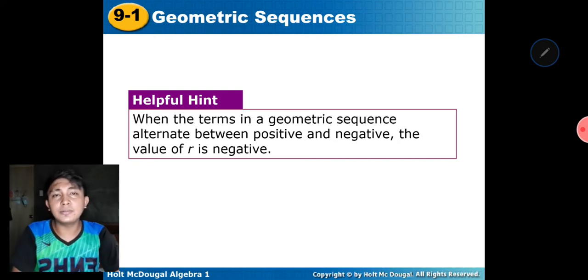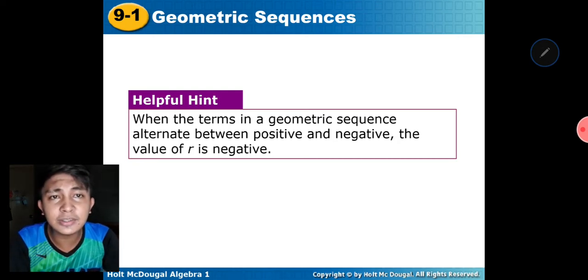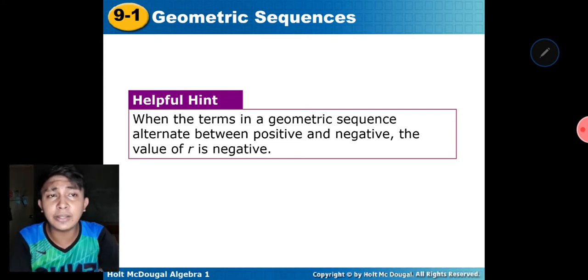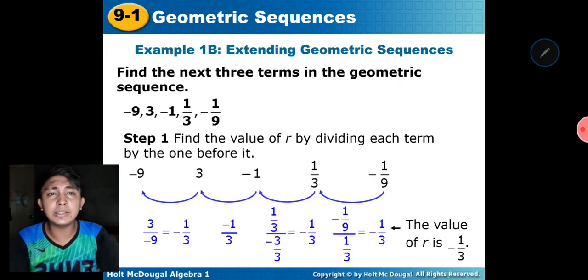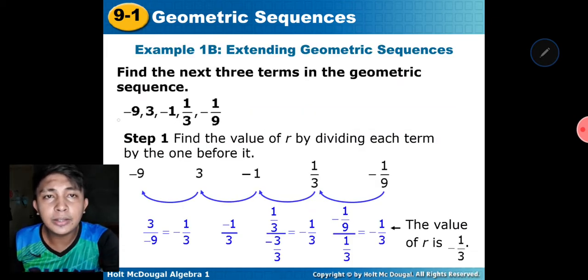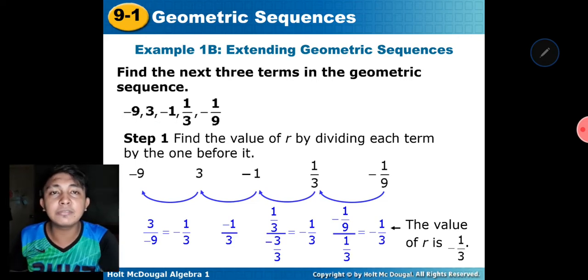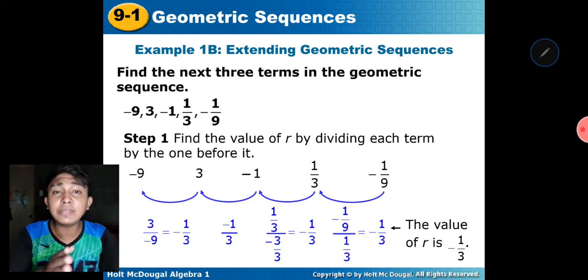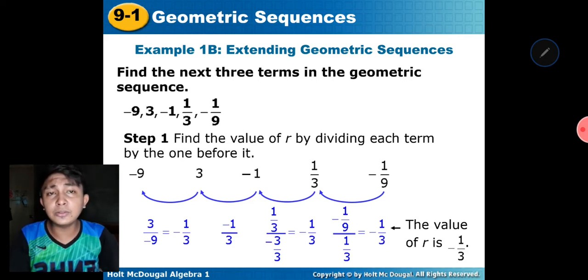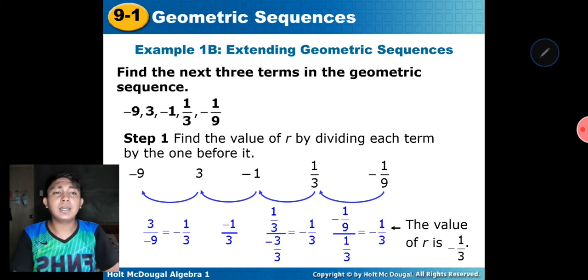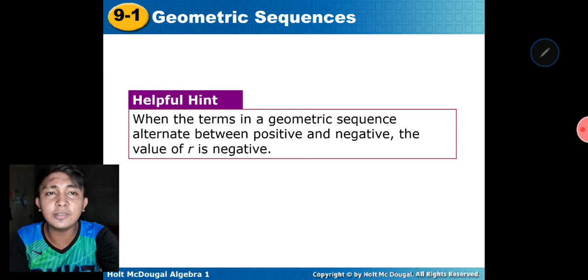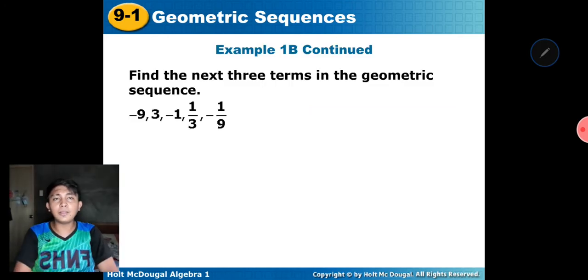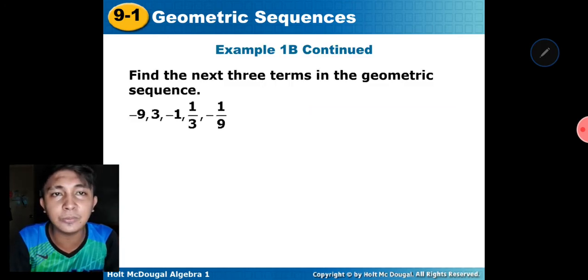Okay, so we have a hint. When the terms in a geometric sequence alternate between positive and negative, the value of r is negative. So kung balikan natin yung problem kanina, mag-alternate yung negative number, positive, and negative number. Or, baliktad, pwedeng positive, negative. So kung ganun yung itsura ng ating sequence, we are sure that the ratio or the common ratio is negative.